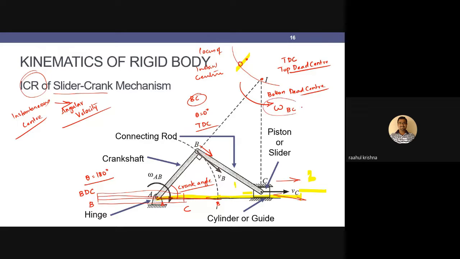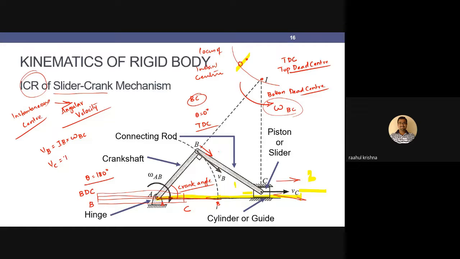Now, how do I find the angular velocity? For that, I know the relation. The linear velocity VB will be equal to IB into omega BC. Also, if I know the velocity at B and the length IB, this imaginary length, which we have to find out, I can get the angular velocity. Since it is for links B and C, I can actually have two relations.